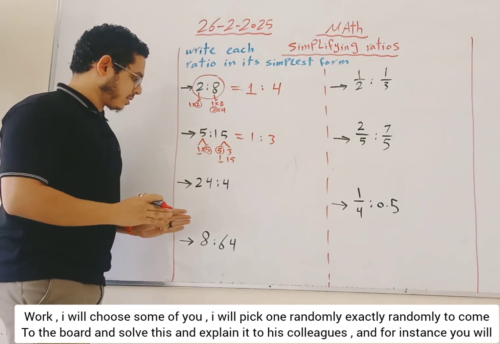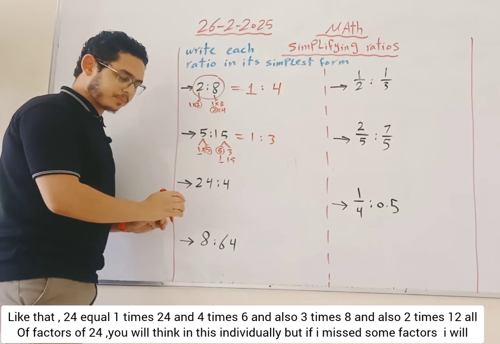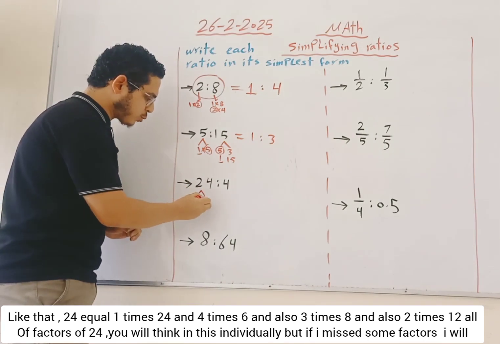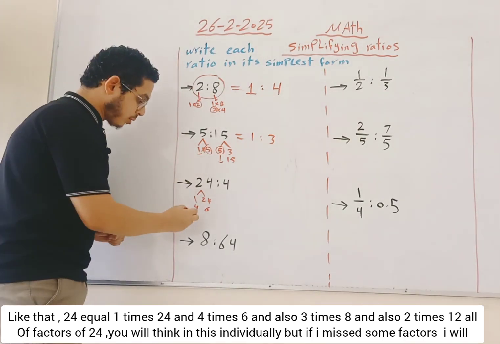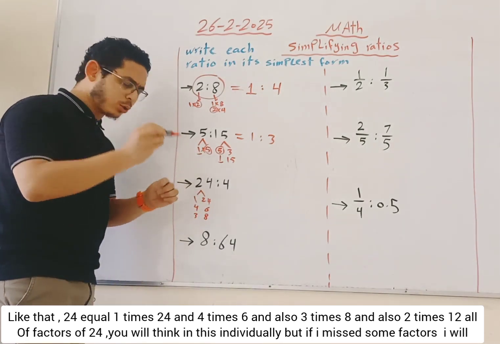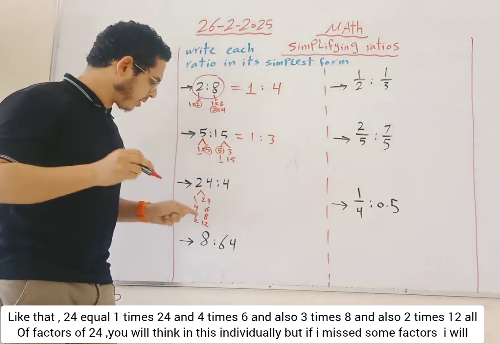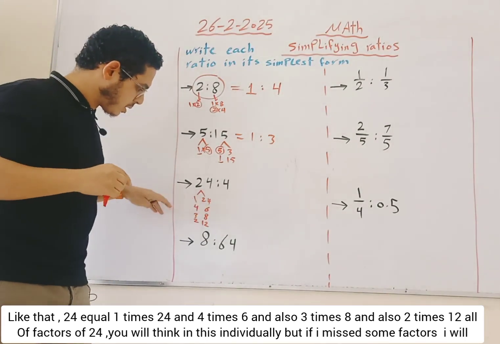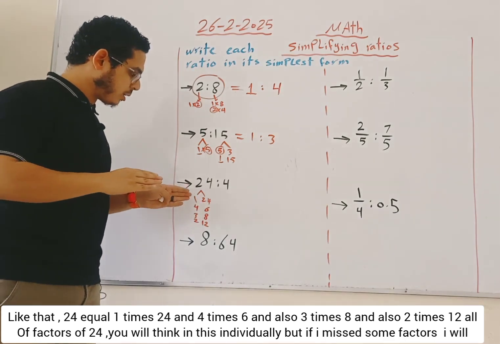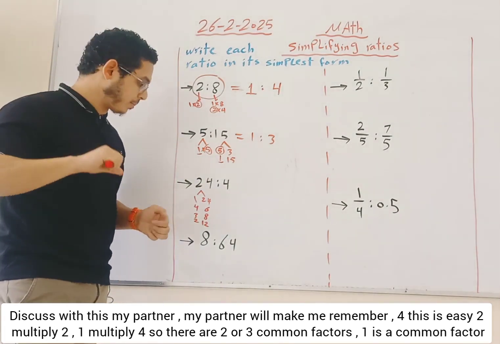And for instance, you will think like that: 24 equals 1 times 24 and 4 times 6 and also 3 times 8 and also 2 times 12. All of the factors of 24, I will think of this individually. But if I missed some factors, I will discuss this with my partner. My partner will make me remember.